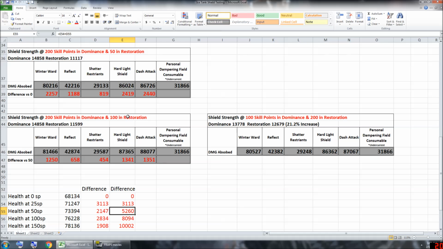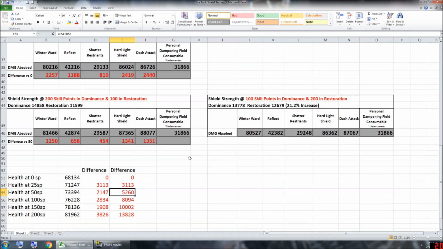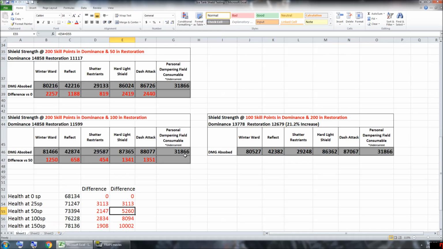Because if you put those 50 extra Resto in your shields, basically you gain an extra 1,200 absorption. But if you put that 50 in your health, even though your shields are a little bit weaker, you still have a 4,000 gap pretty much between the damage that's going to go through Winter War and what you could survive. So what's the point of specking an extra 50 in Resto when you can put that 50 into health to get an extra 5,260 health as opposed to damage absorption on your shield? That's what I'm trying to drive at with these tests and the way you should spec.